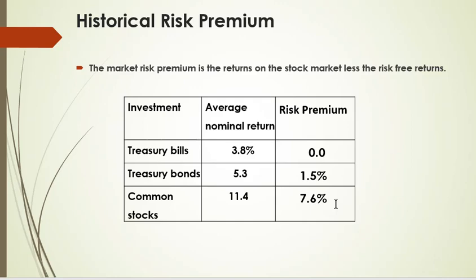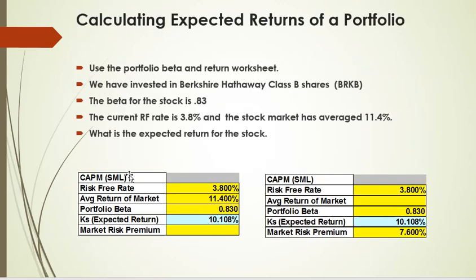Now, I personally would rather use the 5.3% to get the things that are more time-oriented with each other. So if I were doing this, I would take 11.4 minus 5.3. So that's 6.1%, which is what I would use as the risk premium. But that's just me, right? We'll follow the textbook with the textbook's examples.